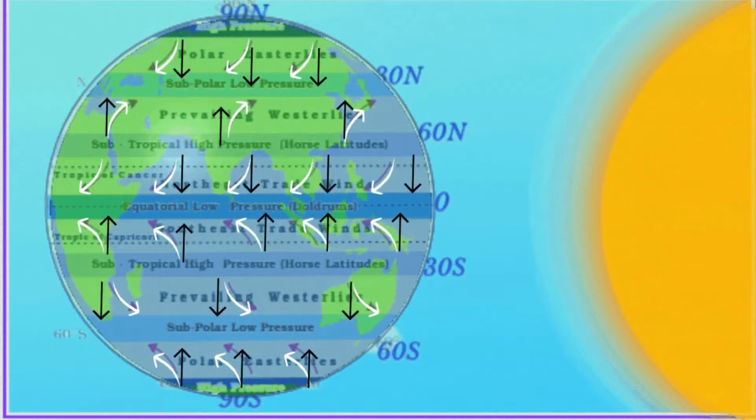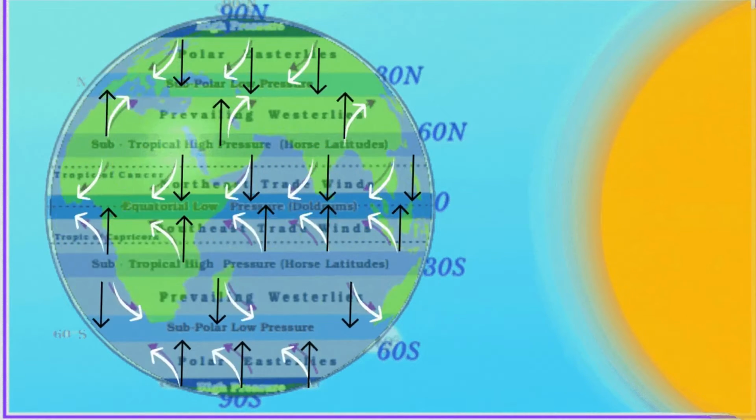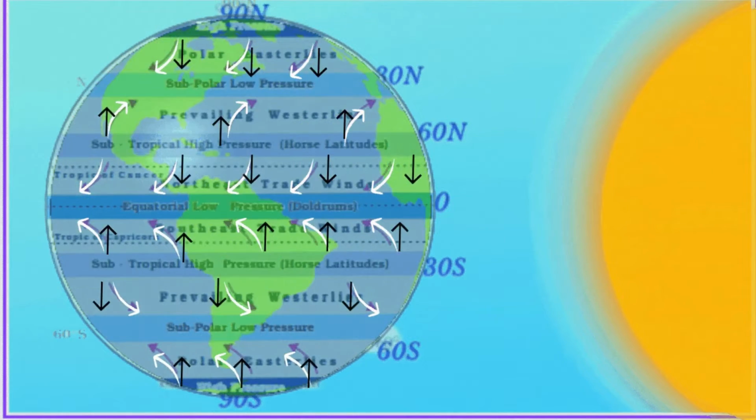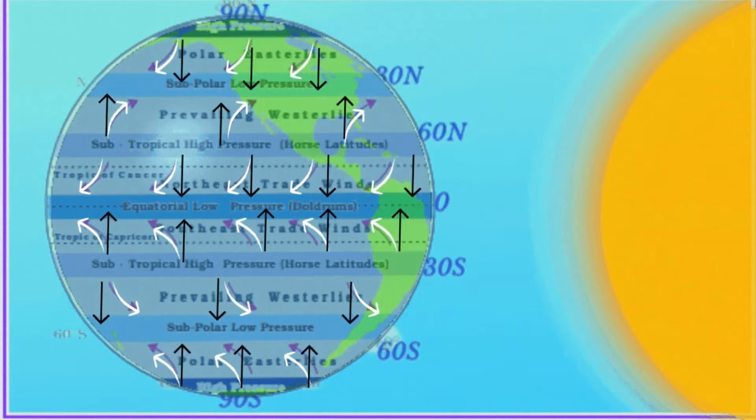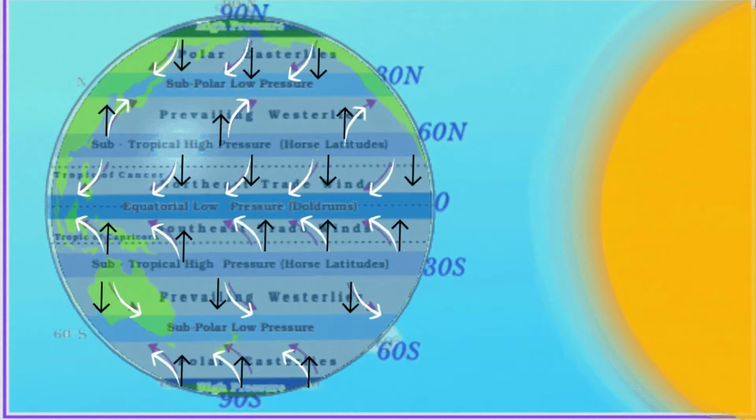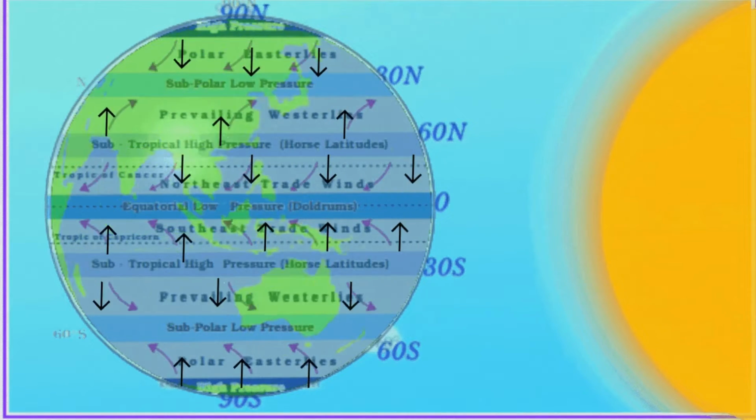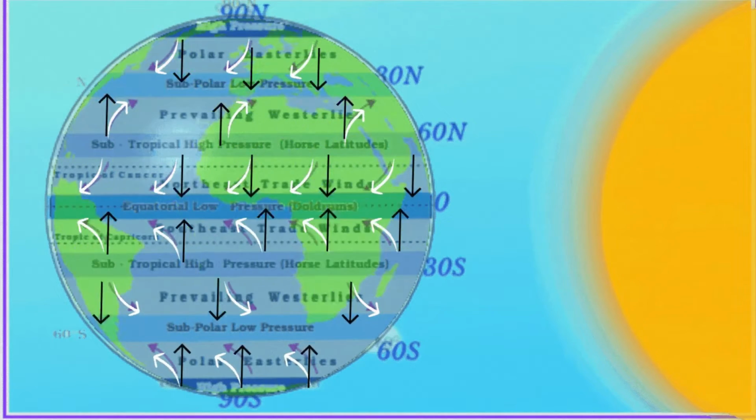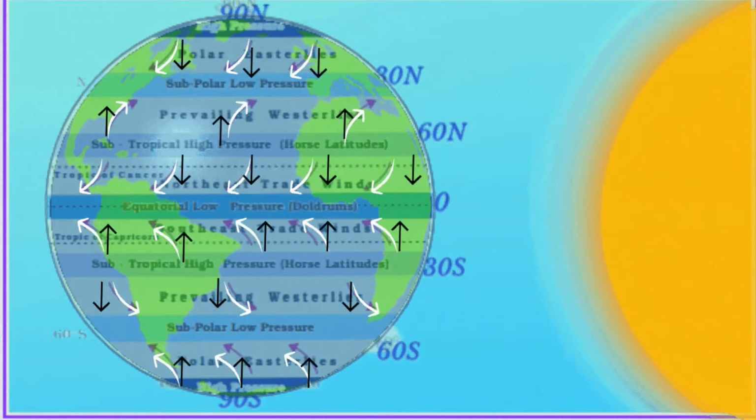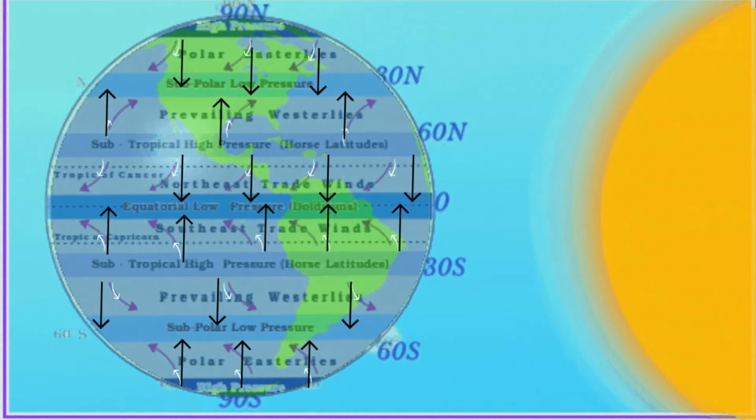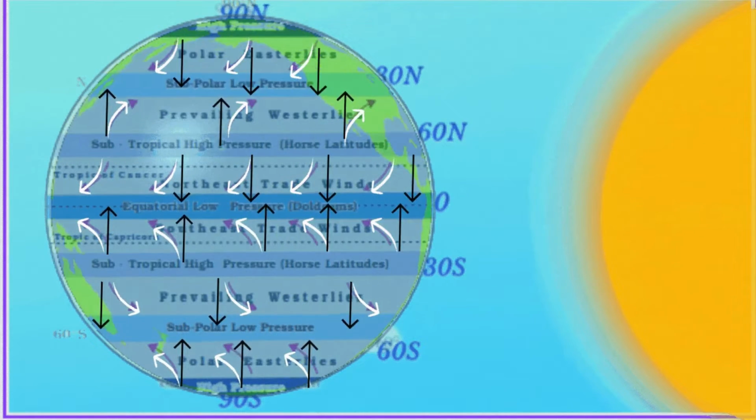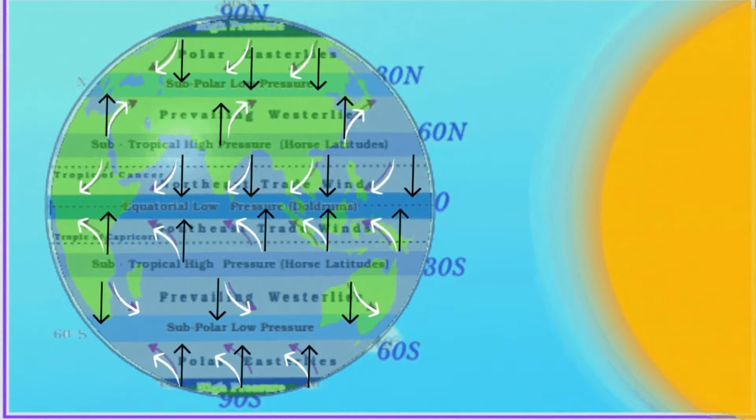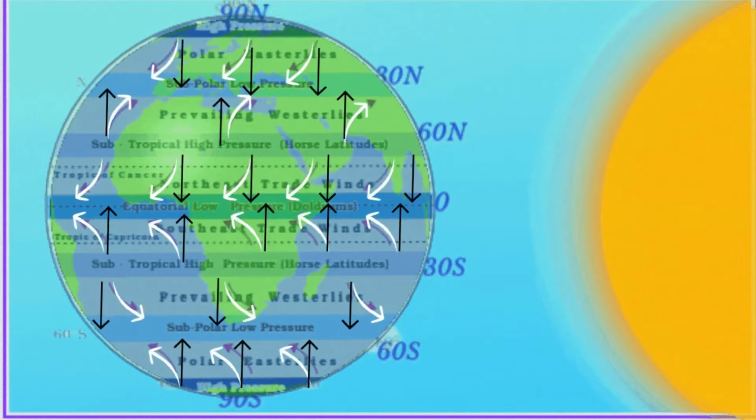This third set of winds blow from the subtropical high pressure belt towards the equator. These are called trade winds. We can talk about the northeast trade winds and the southeast trade winds. The northeast trade winds are the prevailing winds over the Caribbean region.